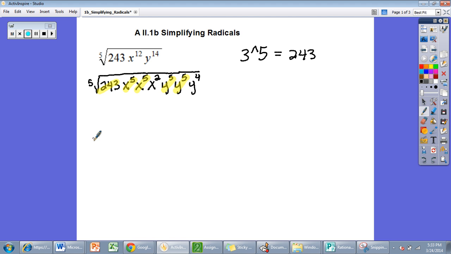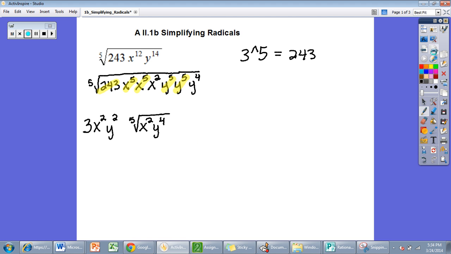So the fifth root of 243 is 3. I have 2 x's that I'm taking to the outside. And I have 2 y's that I'm taking to the outside. And what I have left over on the inside is what I didn't highlight, and that's x squared y to the 4th power. And that's how we could simplify this radical.